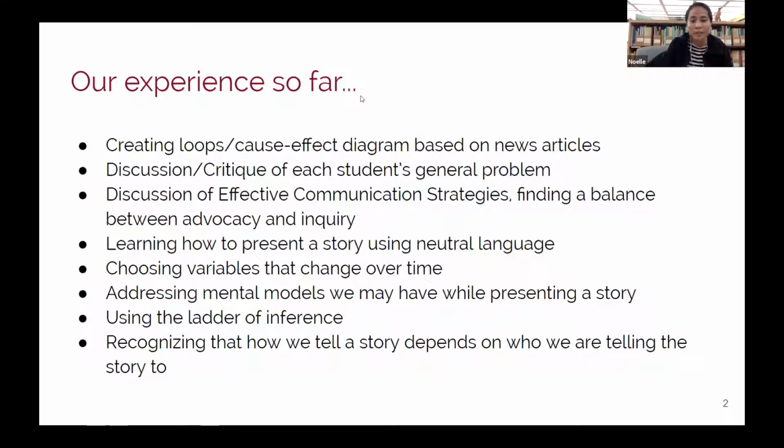And then we discussed effective communication strategies, finding a balance between advocacy and inquiry, which is just asking questions or stating your own ideas and opinions, and trying to figure out which situation would be best to either advocate or ask questions. And then with choosing our variables, I think we've all tried to use neutral language to describe that. And then addressing mental models that we may have while presenting our stories.